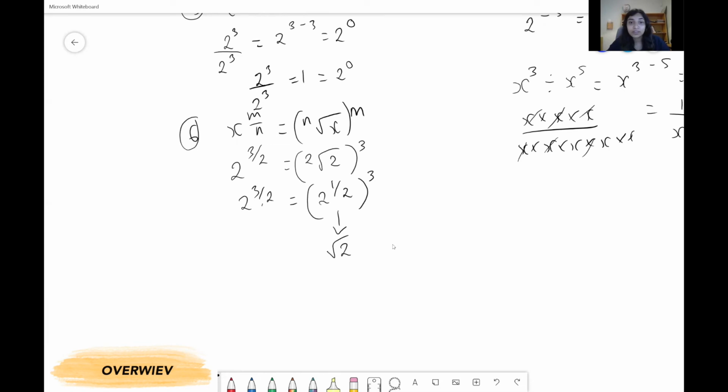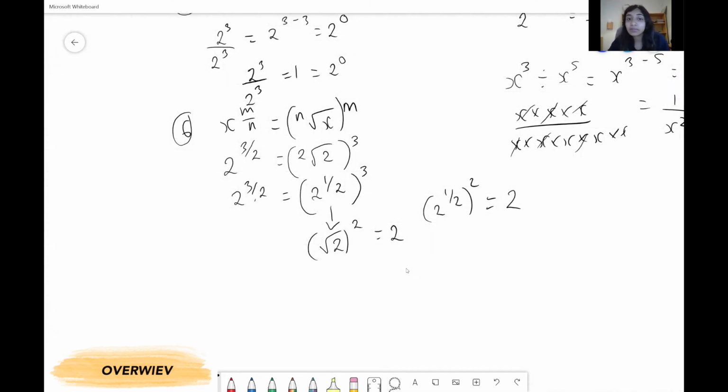So you can see that if you square that, if you do root 2 squared, you would just get 2. And if you also do 2 to the half squared, and you multiply a half times 2, you would just get 2. So that's why they're equal. So that's how you get that rule, that if you have x to the m over n, that's just equal to the nth root of x to the m.